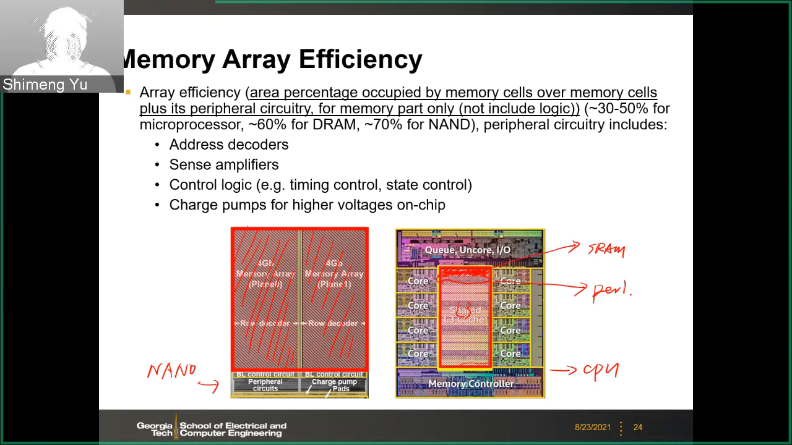For on-chip memory, we have to specify the memory component first, and then within the memory component, we talk about how much is taken by memory and how much is taken by peripheral circuits. And normally for processor caches, the array efficiency will be low, like 30 to 50%. For standalone DRAM and NAND flash, it can be high, like 60, 70, even 80%.